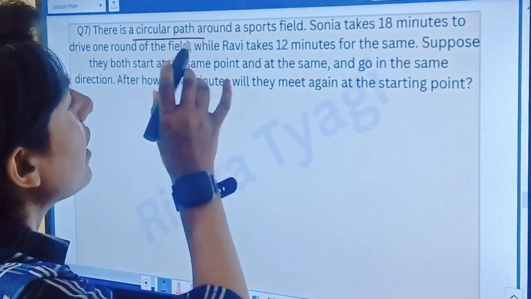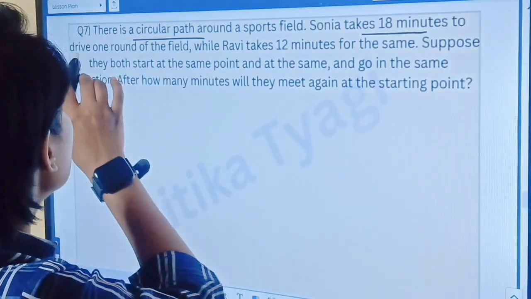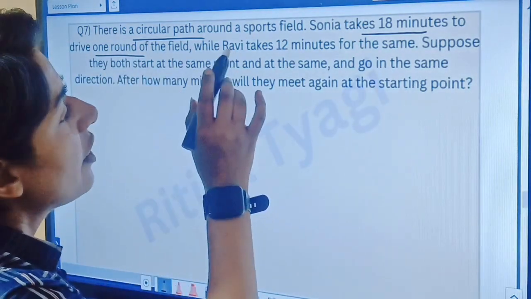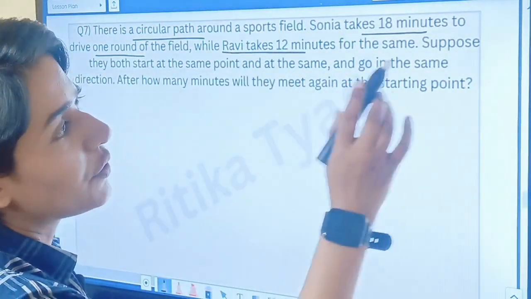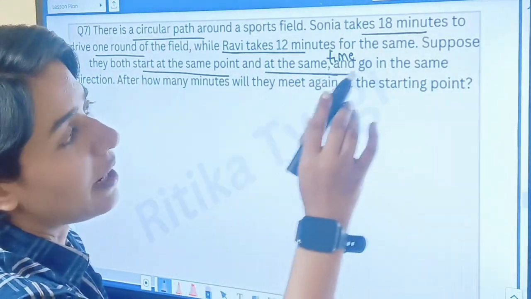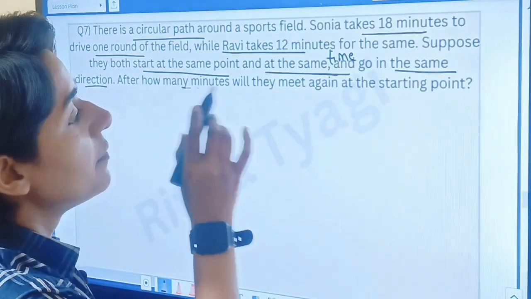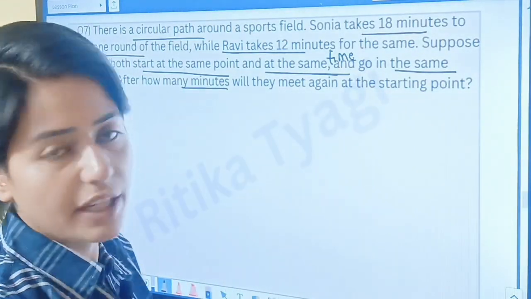There is a circular path around a sports field. Sonia takes 18 minutes to drive one round of the field while Ravi takes 12 minutes for the same. Suppose they both start at the same point and at the same time and go in the same direction. After how many minutes will they meet again at the starting point?